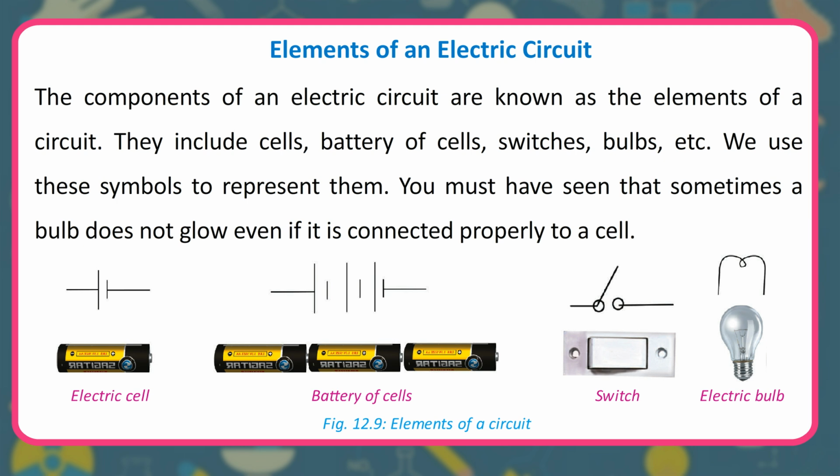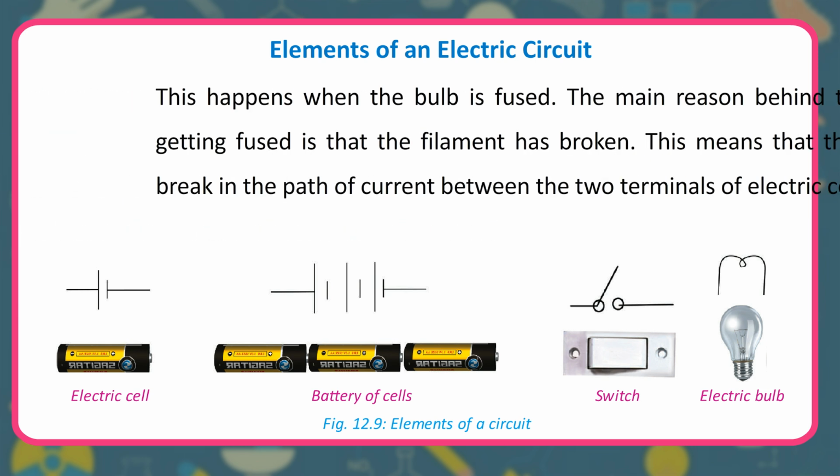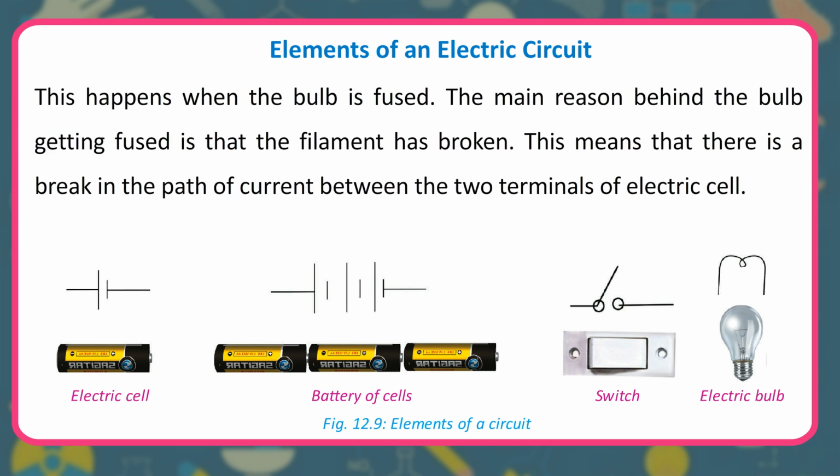You must have seen that sometimes a bulb does not glow even if it is connected properly to a cell. This happens when the bulb is fused. The main reason behind the bulb getting fused is that the filament has broken. This means that there is a break in the path of current between the two terminals of the electric cell. Battery of cells, switch, electric bulb.